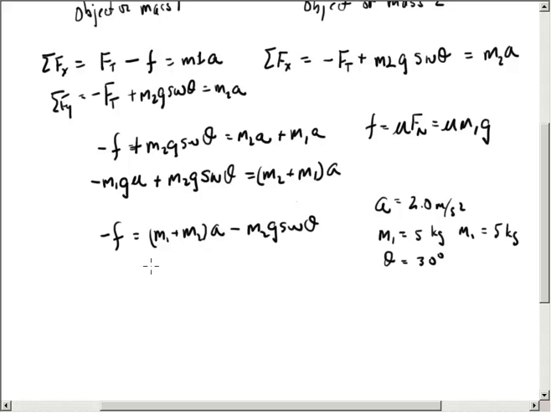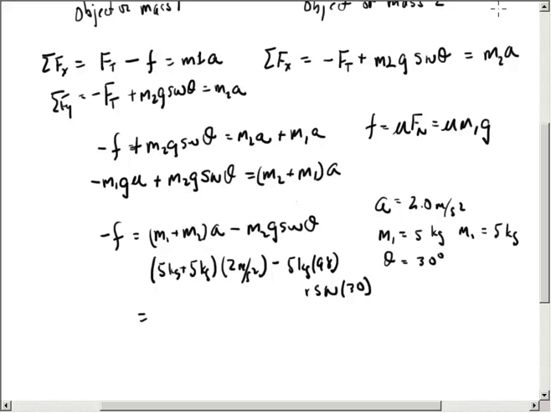Substituting our numbers in, we'd have 5 kilograms plus 5 kilograms times 2 meters per second squared, minus 5 kilograms times 9.8, and of course times sine of 30, and that's going to be equal to minus 4.5 newtons.